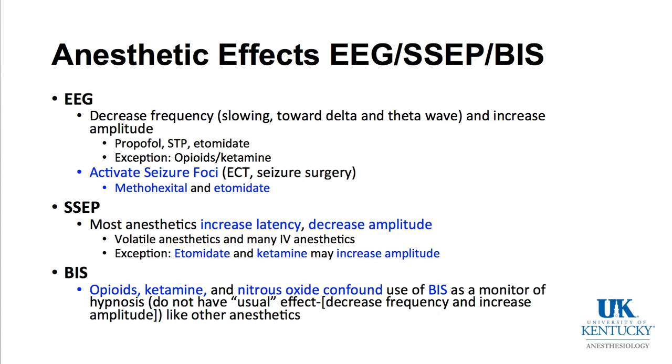Some anesthetic effects on the EEG, somatosensory evoked potentials, and the bispectral index. First of all, the EEG. The classic effect of anesthetics on the EEG is slowing, that is, moving from alpha and beta waves towards delta and theta waves. And propofol, barbiturates, and etomidate tend to do this. The exceptions are the opioids like remifentanil and ketamine.